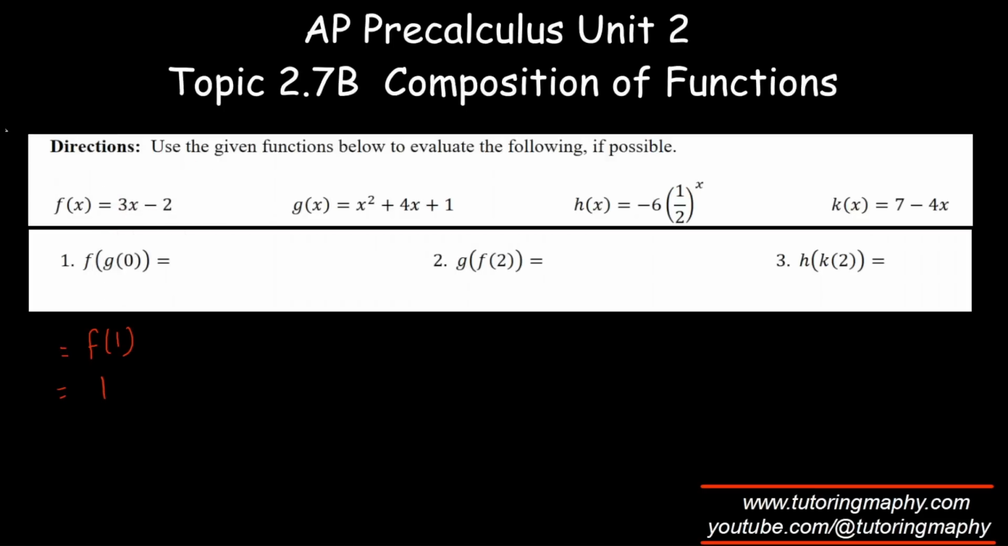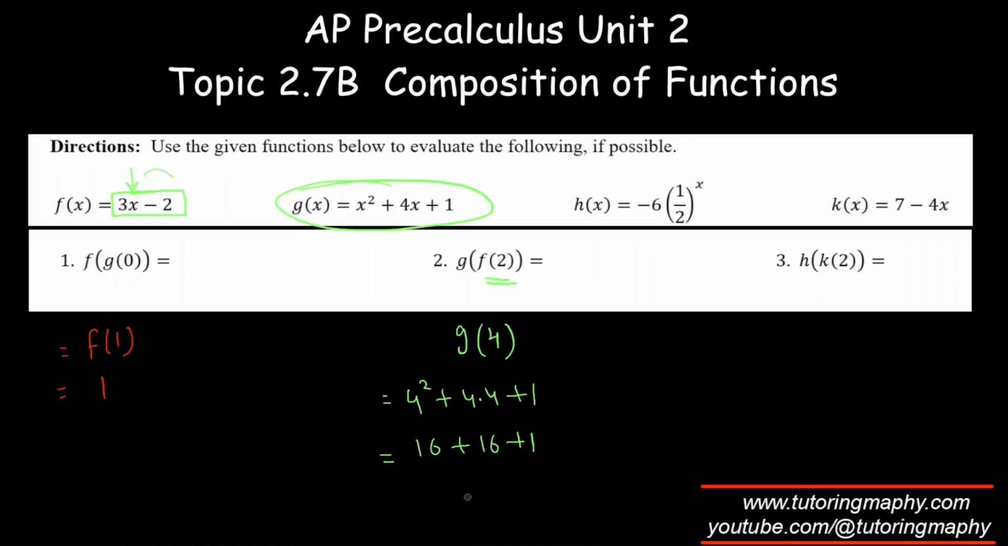Next, we are looking for g of f of 2. First, f of 2 means replacing x by 2. 3 times 2 is 6, 6 minus 2 is 4. So I have g of 4 here. And g of 4 is just replacing x with 4 over here. So that will look like 4 squared plus 4 times 4 plus 1, which is 16 plus 16 plus 1, which is 33. That's what we have here.